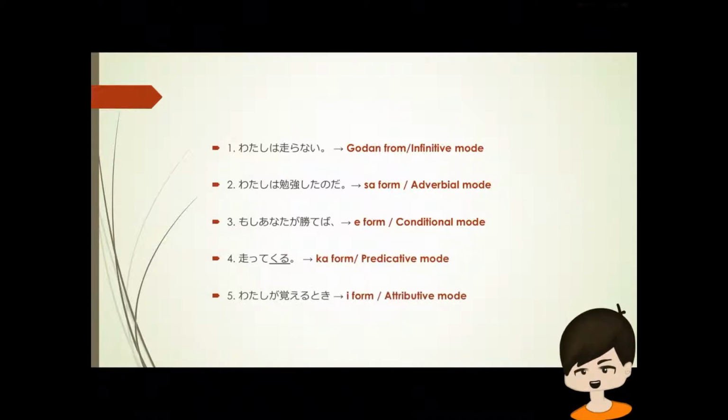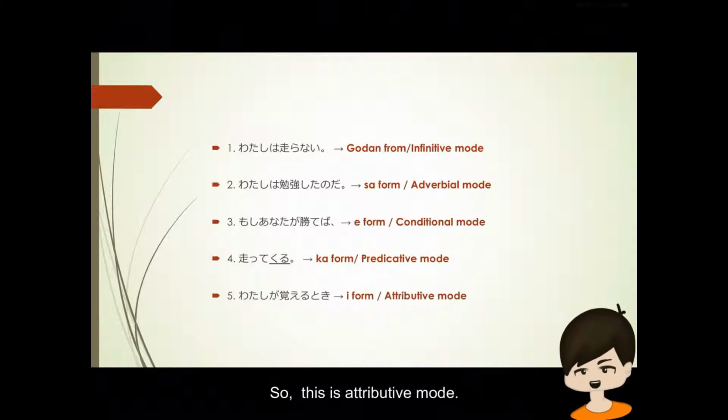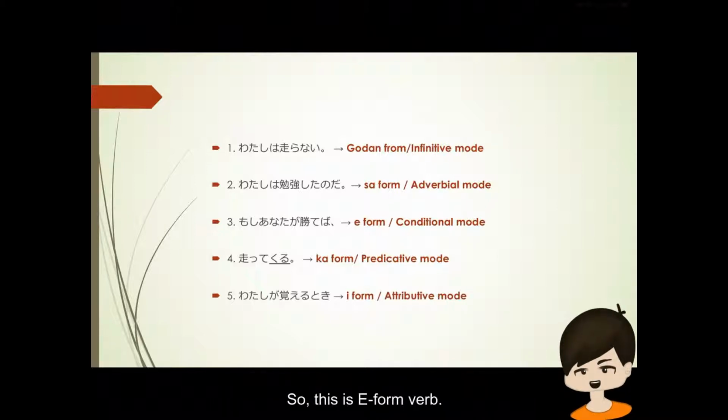Number 5. You can see 時. This shows the verb connects to the noun. So this is attributive mode. 覚える. This infinitive mode is 覚えない. So this is an E form verb. How many answers could you get correct?